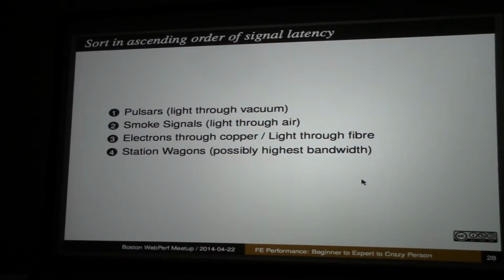So pulsars are actually the fastest because they light through vacuum. Right. Smoke signals are second, light through air. Electrons through copper and light through fiber both around 66% the speed of light through air. So that comes next. And station wagons, highest latency, probably highest bandwidth.